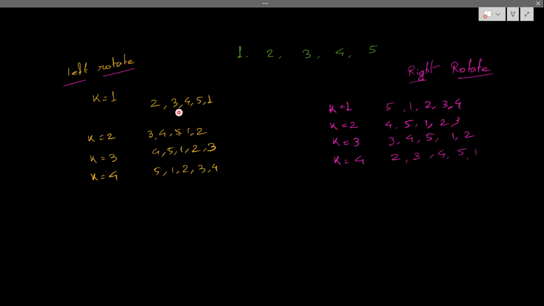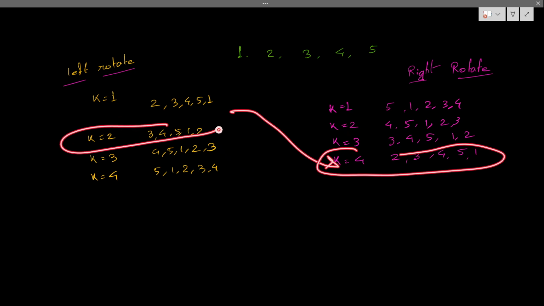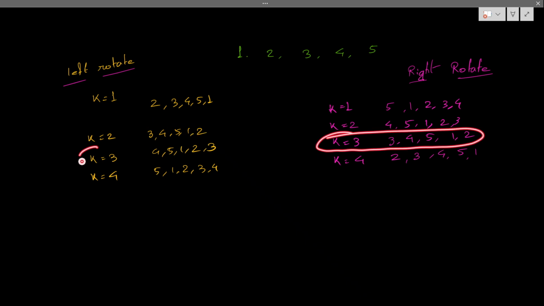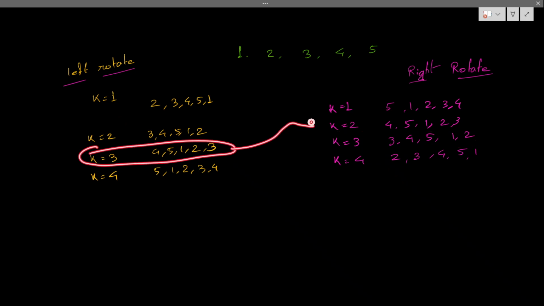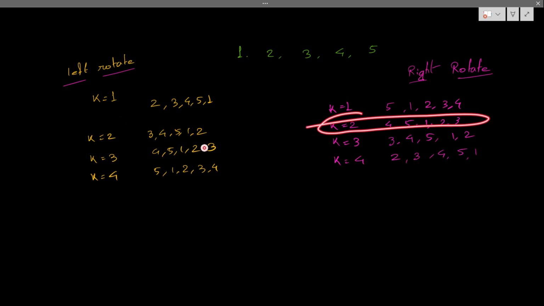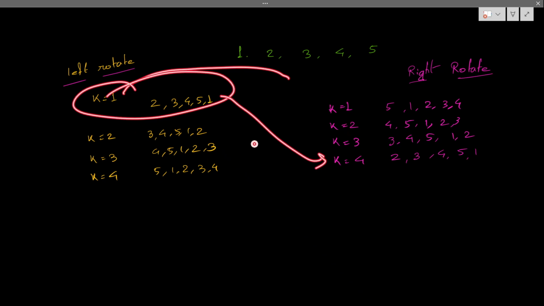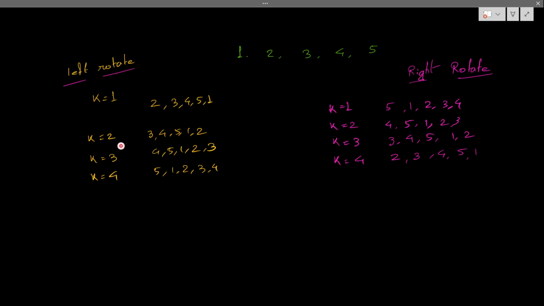So if you notice carefully, here k equals 1 is exactly the same as k equals 4 here. Again, k equals 2 here is exactly the same as k equals 3 for right rotate. Similarly, k equals 3 in left rotate is equal to k equals 2 in right rotate. So that is the one pattern. If I merge these, 1 plus 4 is 5, and 2 plus 3 is 5. So 5 is actually the length of the array.